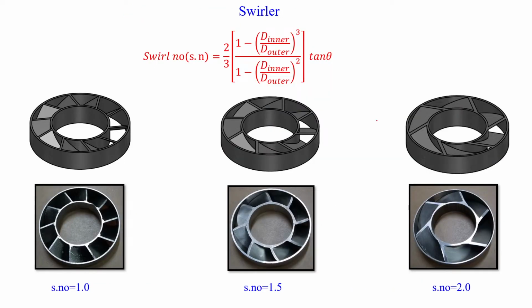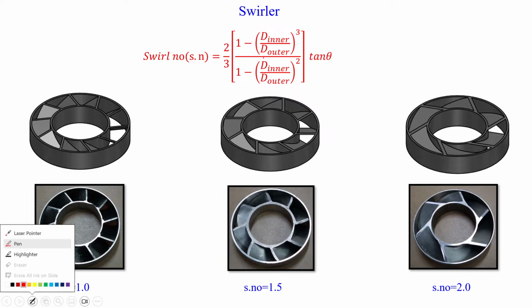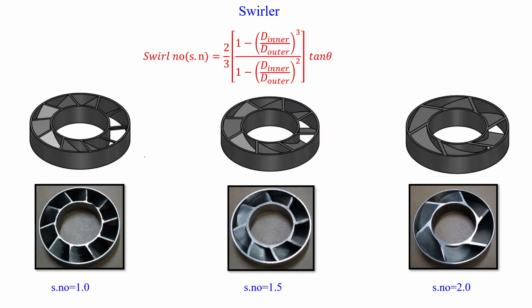This is the swirl number formula I used for the design of the swirlers. Here we can see swirl number 1, swirl number 1.5, and swirl number 2, and how the swirler angle is varying and the number of vanes is also varied, in order to get the proper flow.